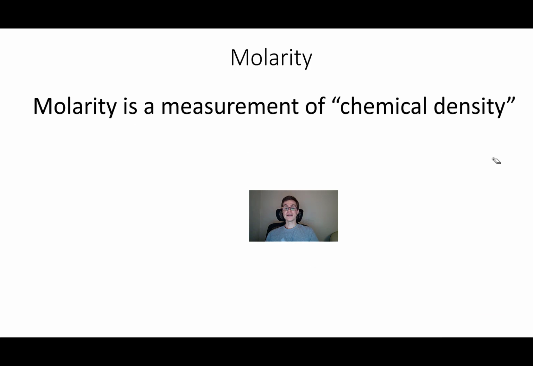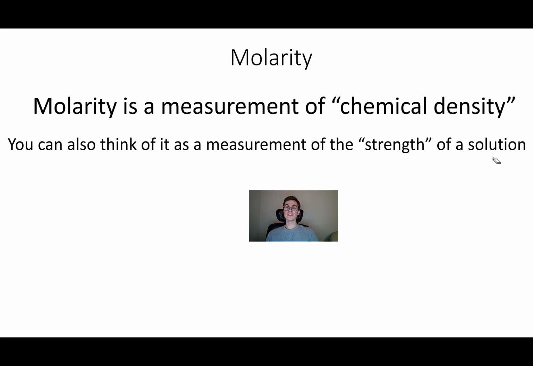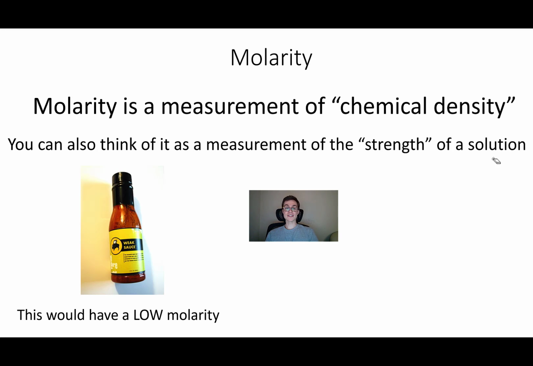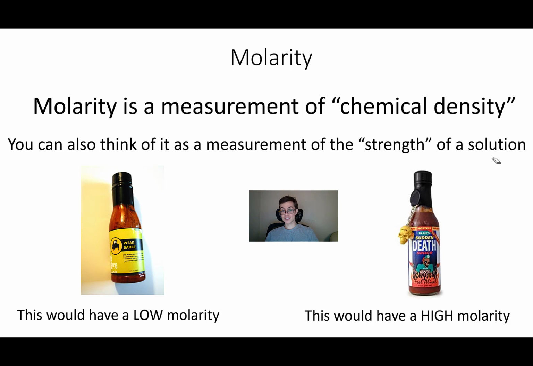So molarity, you know what it is mathematically, but I want you to have a picture of it in your head, what it's useful for. It's a measurement of chemical density, or the strength of a solution. For example, weak sauce hot sauce would have a low molarity of capsaicin. There's not a lot of capsaicin in every drop, or in every liter. But sudden death hot sauce, that would have a high molarity, because every drop of that hot sauce, or every liter, is going to have tons and tons and tons of capsaicin. Dangerous amounts.